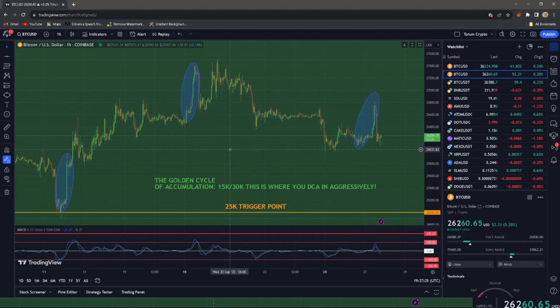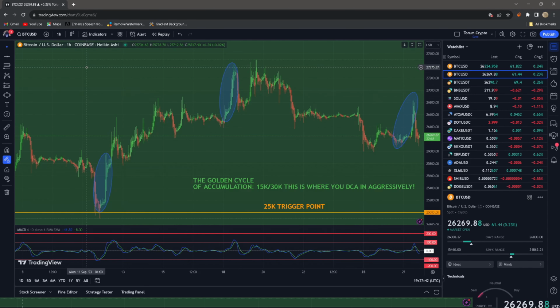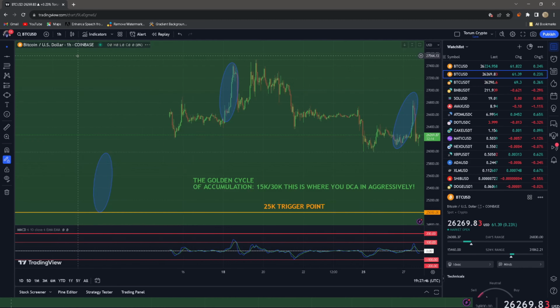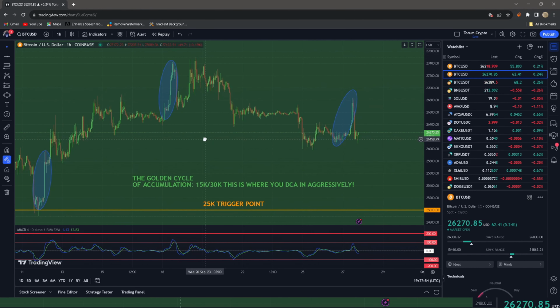So the analysis part comes in here. I use 4 tools. As you can see, the MACD down here, regular candlesticks right here. The other tool I use is Heikin-Ashi candlesticks. We'll get into why in a moment. And the last tool that I use is the Fibonacci tool, which I won't be demonstrating today.